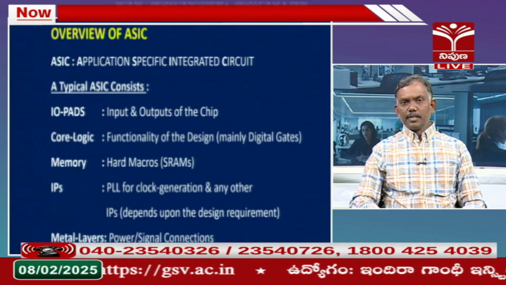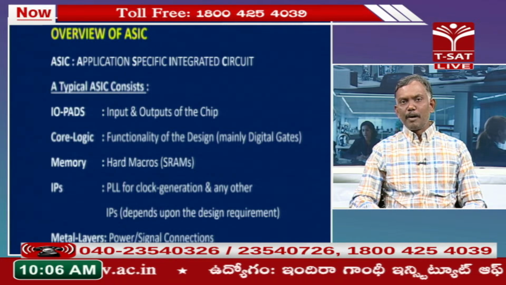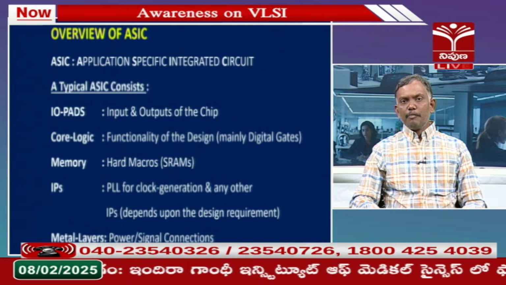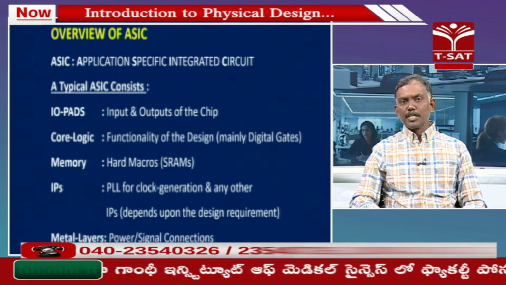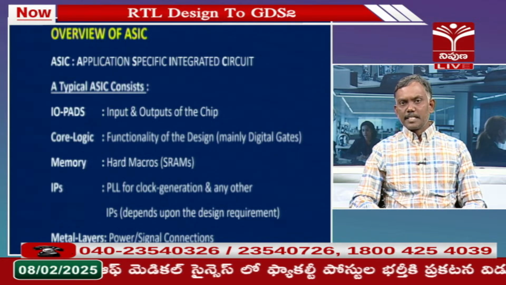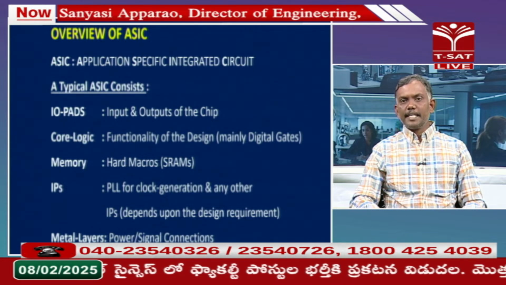Metal layers. Every chip consists of power and signal nets. Every digital gate, if you see, has VDD, VSS power, and input and output signals and clock signal. All these power and signal nets are connected through these metal layers.